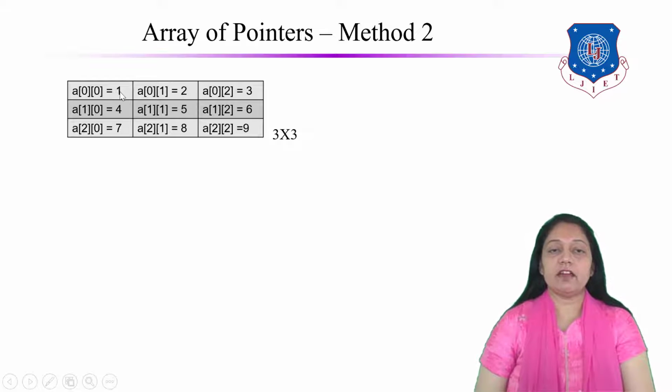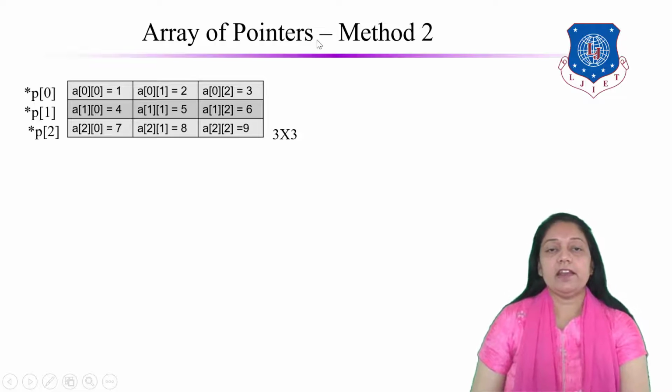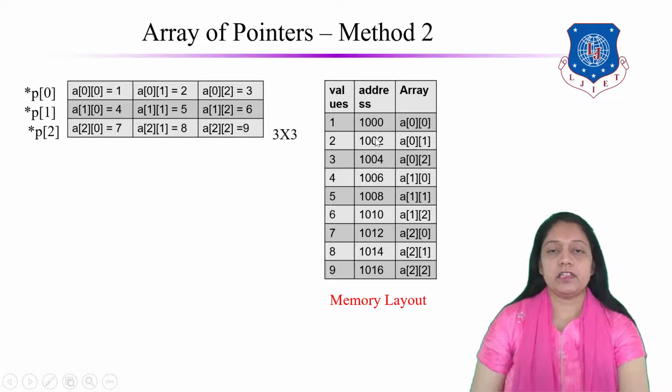So the values right now I will initialize: a of 0 0 is 1, then a of 0 1 is 2, 3, 4, 5, 6, 7, 8, 9 are the values of the two-dimension array. If I want an array of pointers, I'll take the first pointer p0, which will point to the first row of the array. P1 will point to the second row and p of 2 will point to the third row of the array. Okay, so this is the memory layout of this particular array.